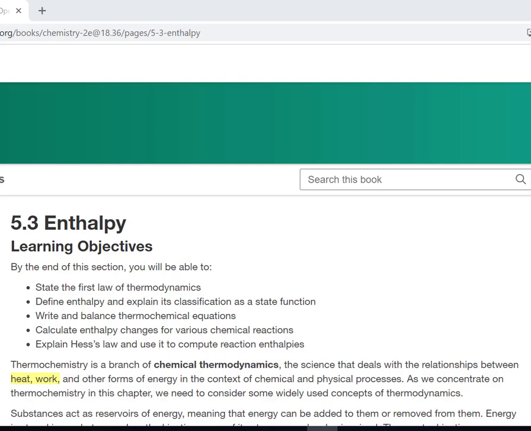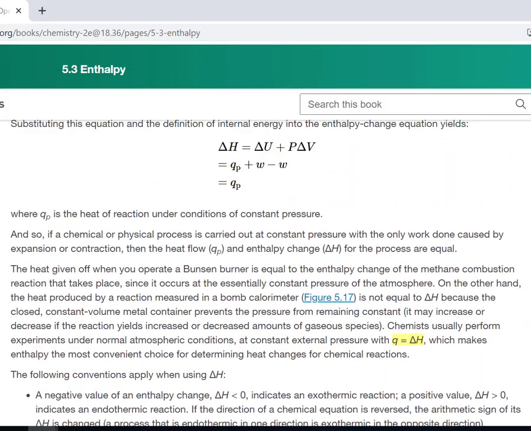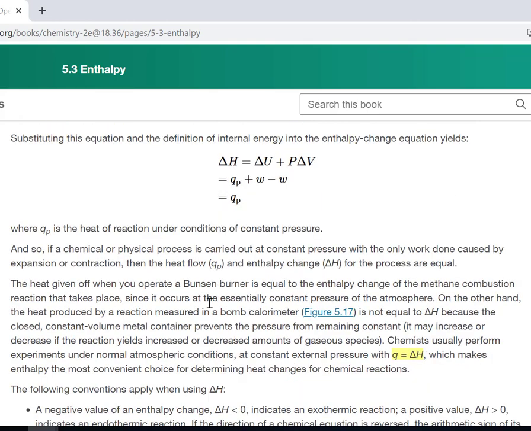Hello everyone. I want to continue with section 5.3 on enthalpy. The learning objectives we'll talk about in this video are to write and balance thermochemical equations and also calculate enthalpy changes for various chemical reactions. So let's go ahead and pick up where we left off, which was right around here.